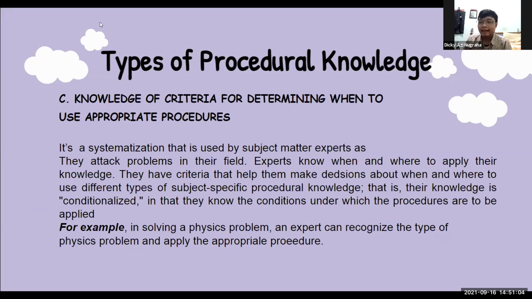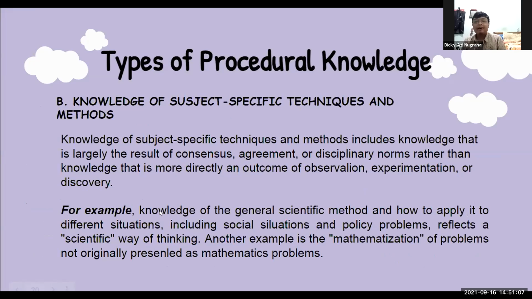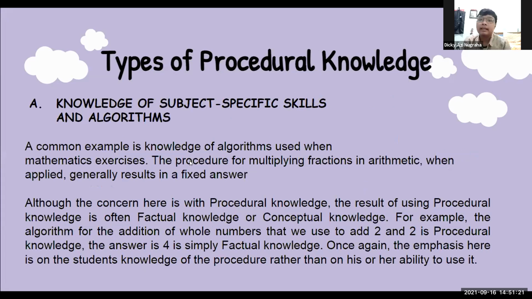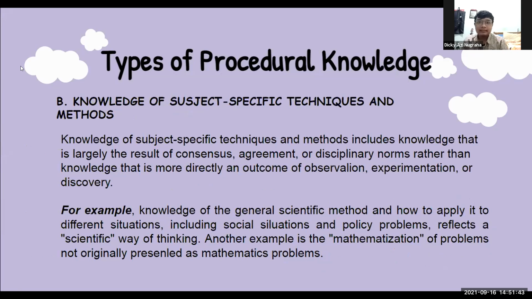Before this slide, for another example of knowledge of subject-specific skills and algorithms: knowledge of the skills used in painting with watercolors, knowledge of the skills used to determine word meaning based on actual analysis, or knowledge of the various algorithms for solving quadratic equations. Those are other examples of this type of procedural knowledge.